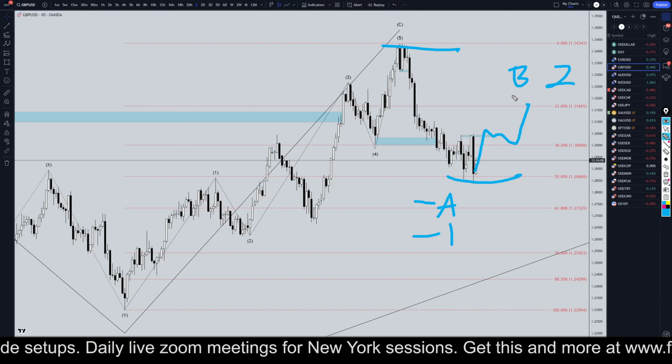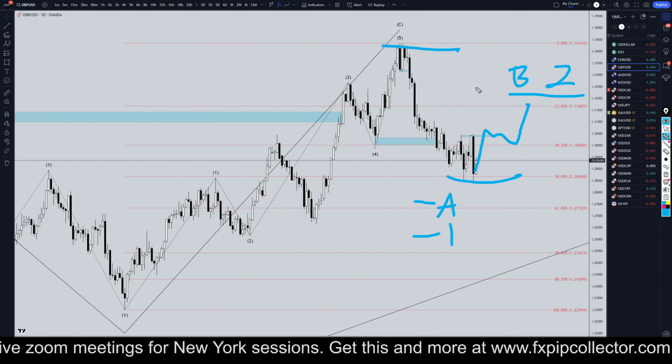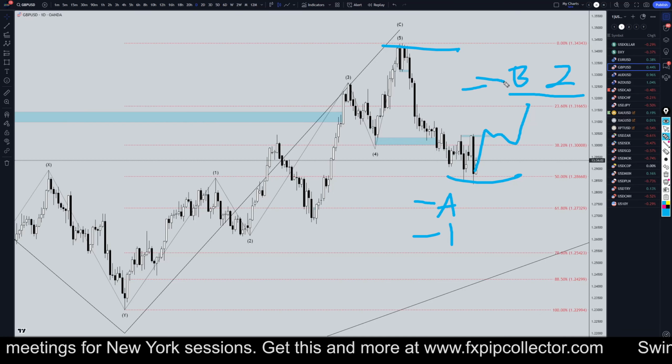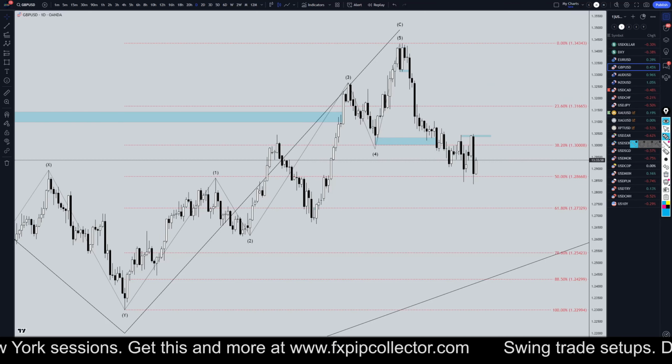So I have no idea whether it's a wave B or wave 2 to the upside coming next. And luckily, it doesn't really matter because it's exactly the same trading strategy for a wave B as it is for a wave 2.